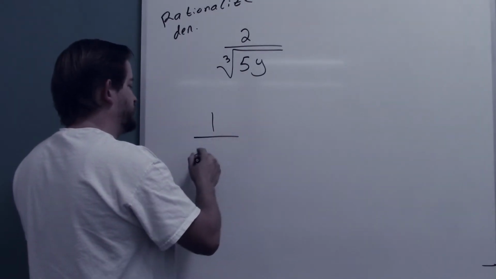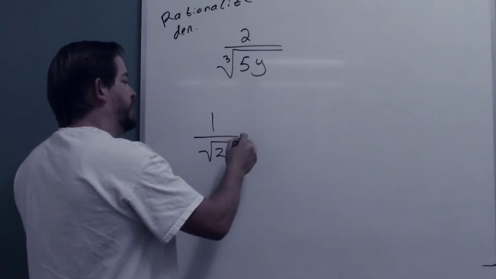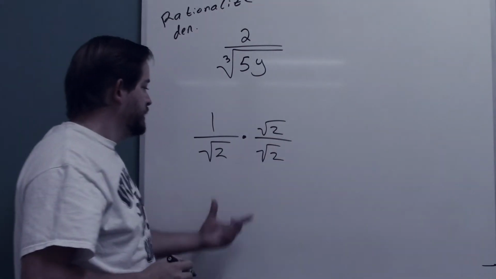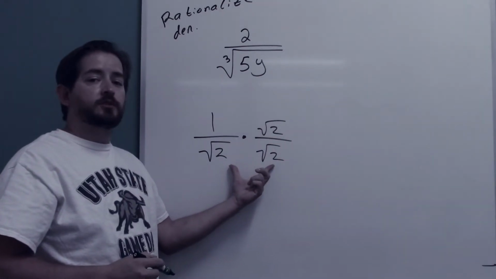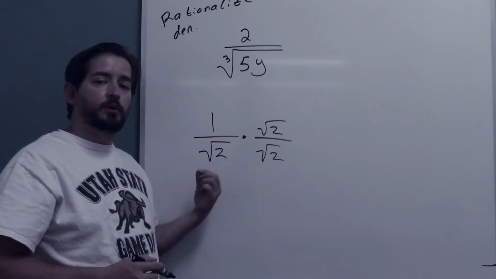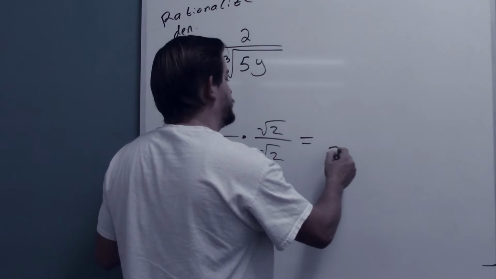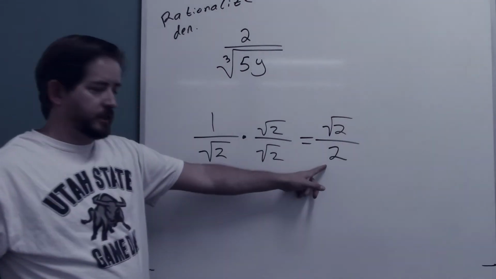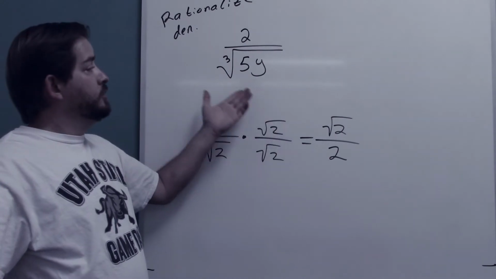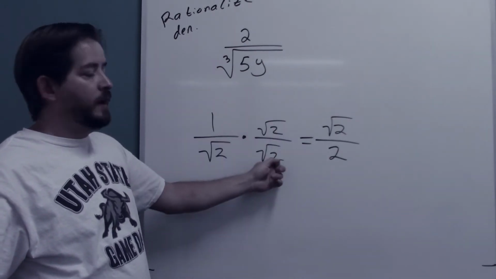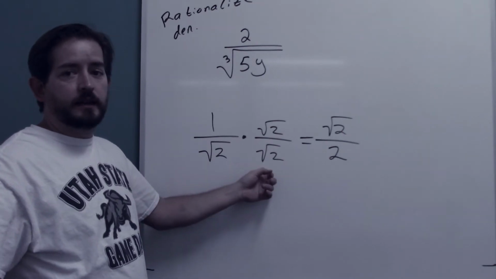If I have something like 1 over the square root of 2, I multiply this by the square root of 2 over the square root of 2, because the square root of 2 times the square root of 2, there's 2 factors under a square root, it pulls it out, it's no longer a square root, it gets rid of the square root, and it's a rational number. I want to do the same thing here, but if I'm under a cube root, 1 factor is not going to cut it like it did down here.